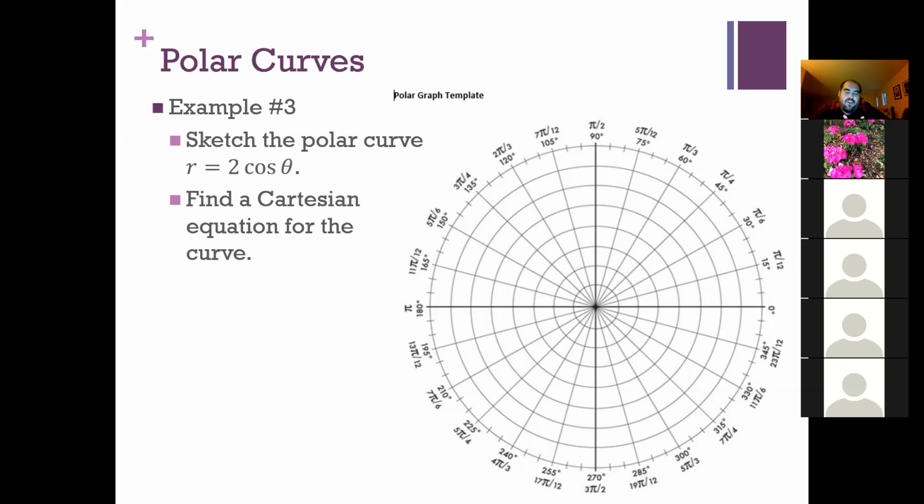I don't know what this looks like. I imagine that what most of you did when you were first learning how to graph in Cartesian form was to come up with a few independent variable values, then find a few dependent variable values, and then plot those on the graph. So I know that cosine theta has a period of what?